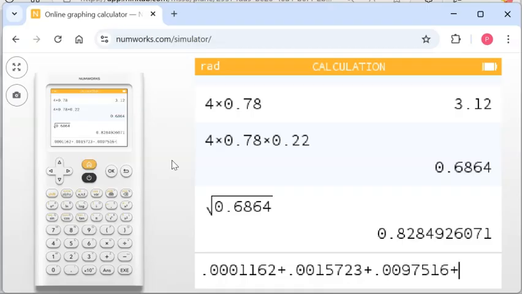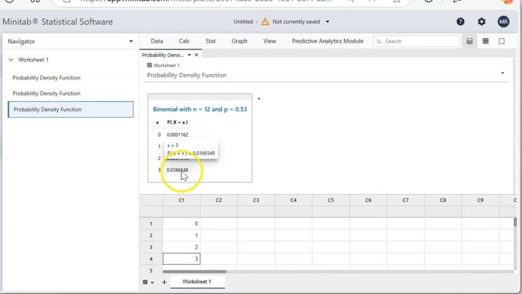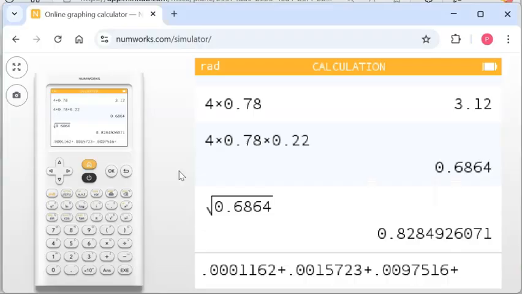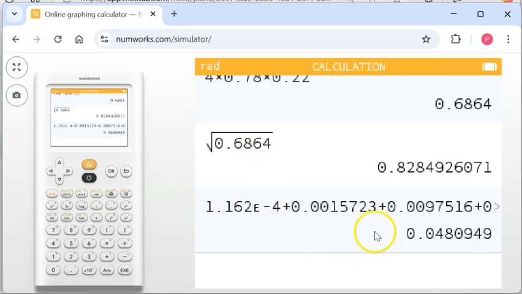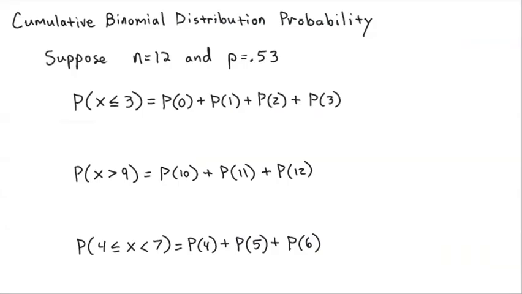Okay, plus, and then this one is 0.0366548. Press enter, and our cumulative probability is 0.048, and we'll round this up to a 1, so 0.0481.